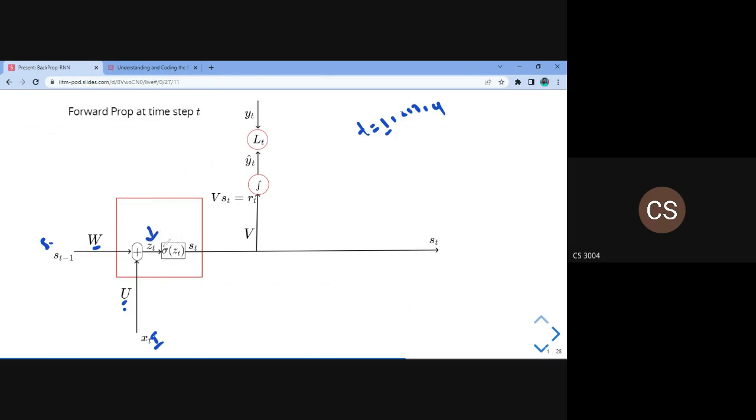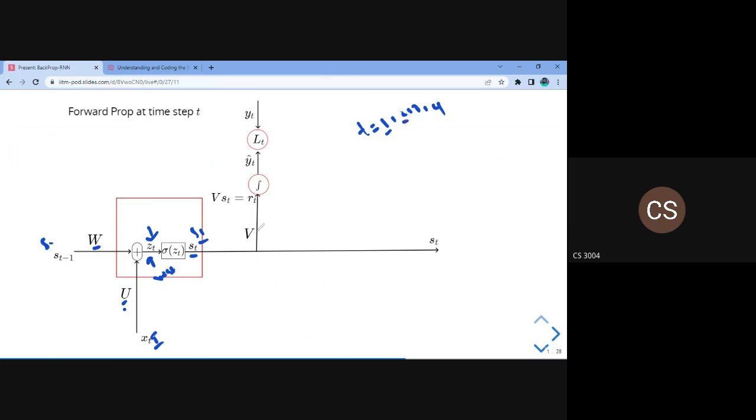This is going to be a vector. Then I pass it through a tanh, computing the values element-wise. Then I compute S1. Then I take this S1 to the next time step. In the next time step, the same thing will repeat, only now t is going to be 2. So you substitute all these values.